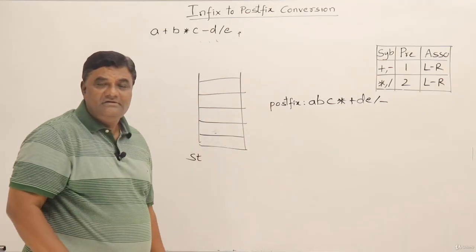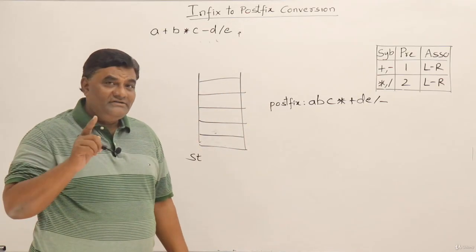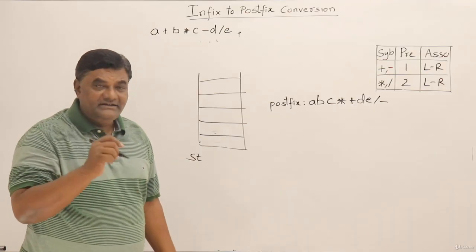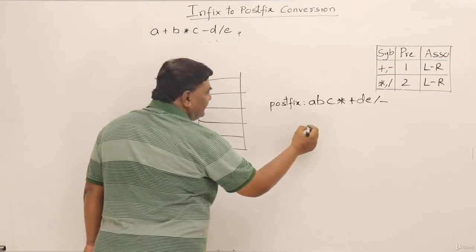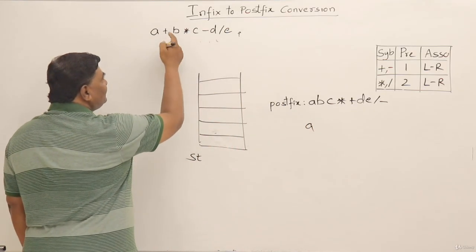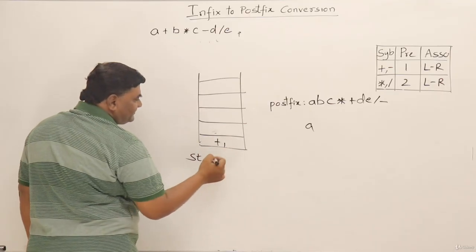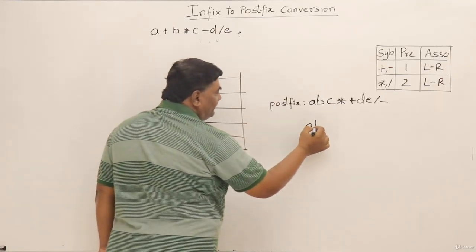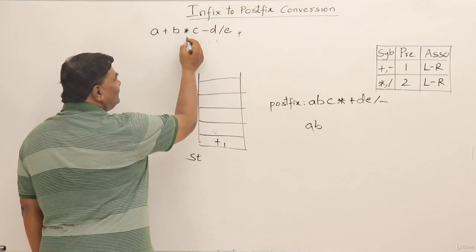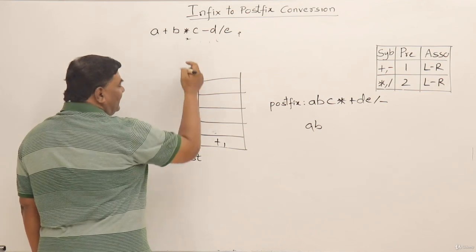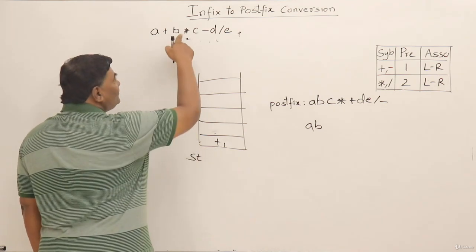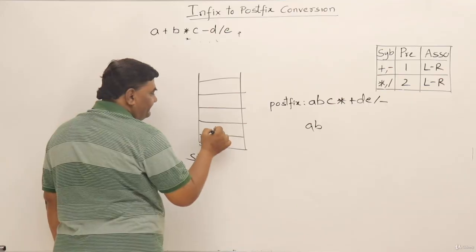That's it. This is the procedure. So once again, I'll show you a revision quickly. A, operand, send it to postfix. Plus, there is nothing in the stack, so push it. B, operand. Star, this is precedence 2, and the precedence here is 1. So that is greater, so push it.